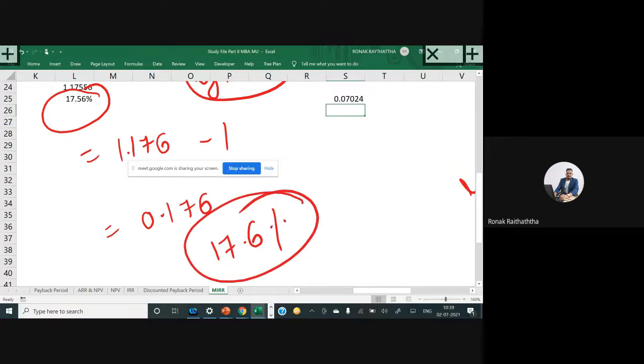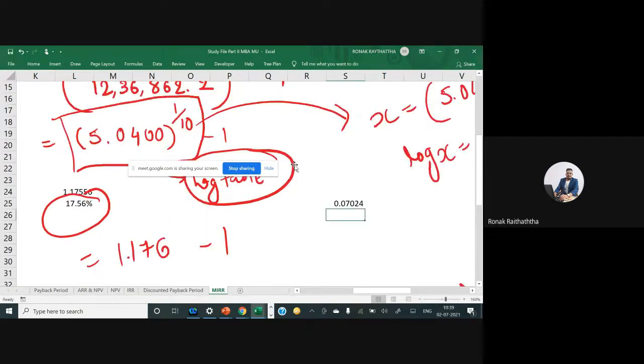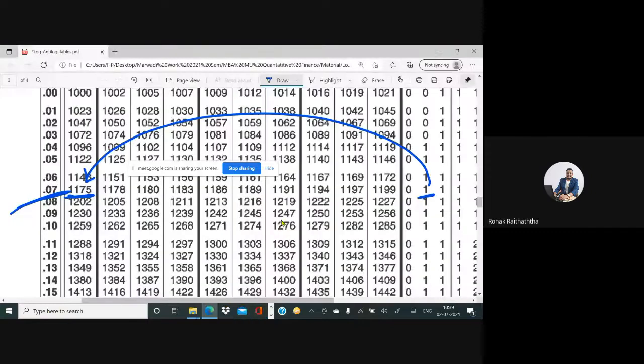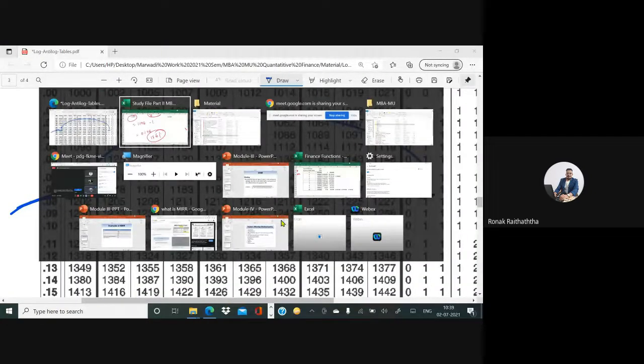Now logarithm will approximate it to a further extent. The exact answer I have got in my case is 17.55. Logarithm will give you 17.6. May I have a confirmation that we have got it, everyone now, all of you? Okay, is everything clear?